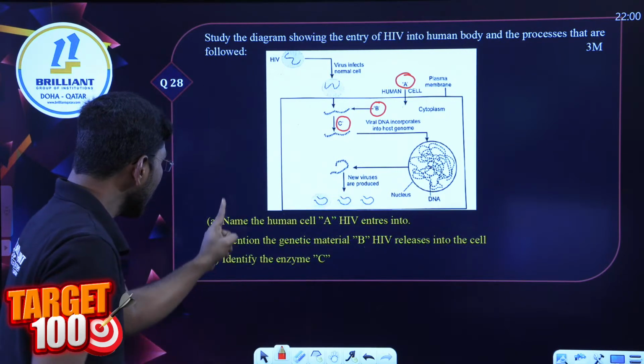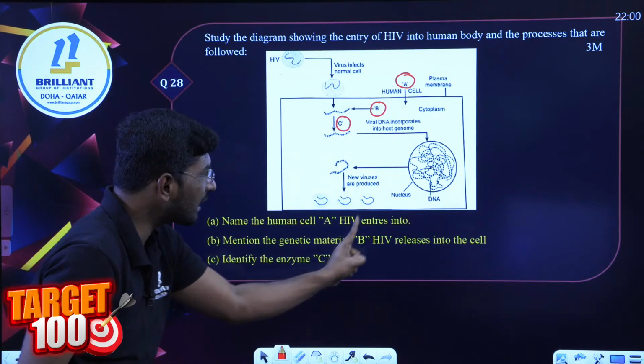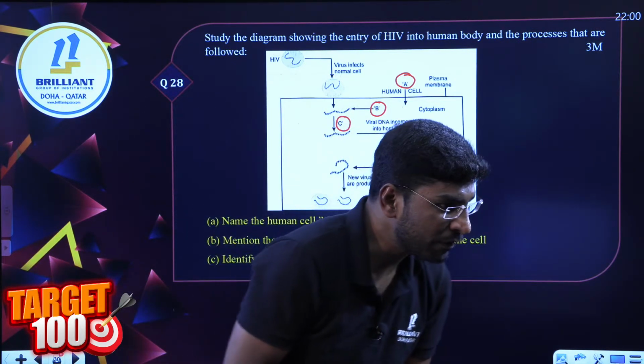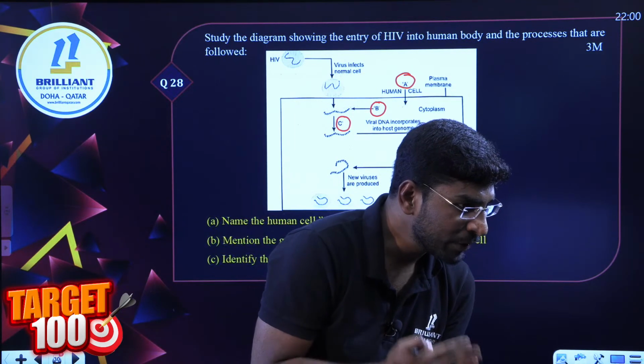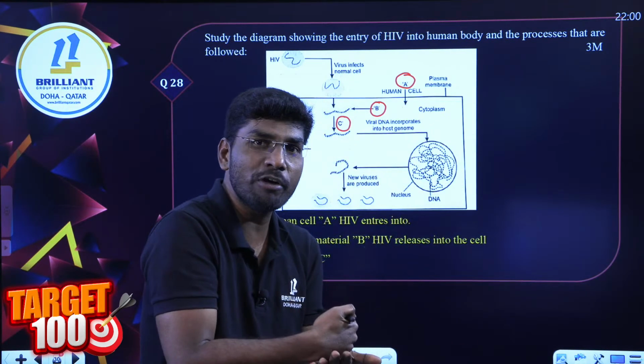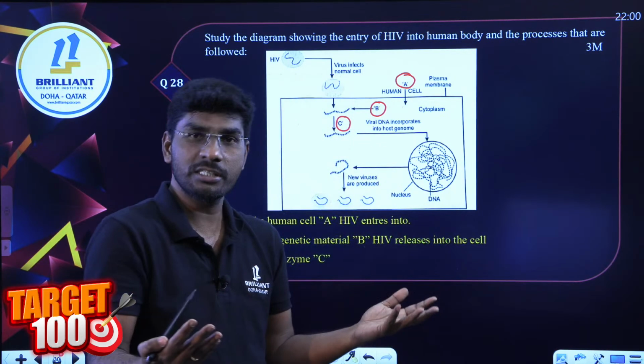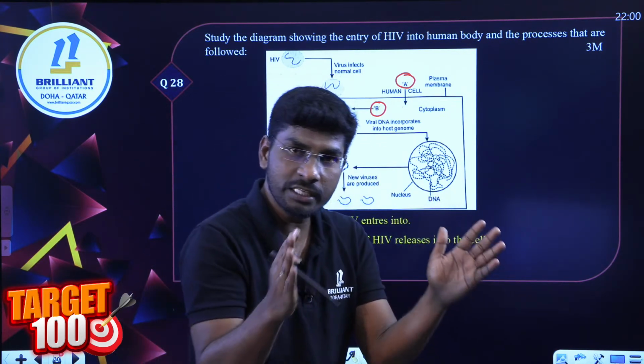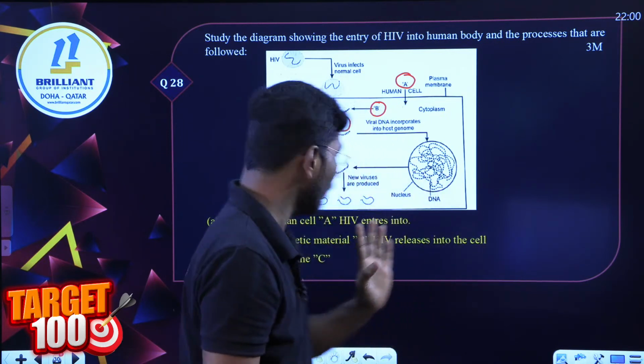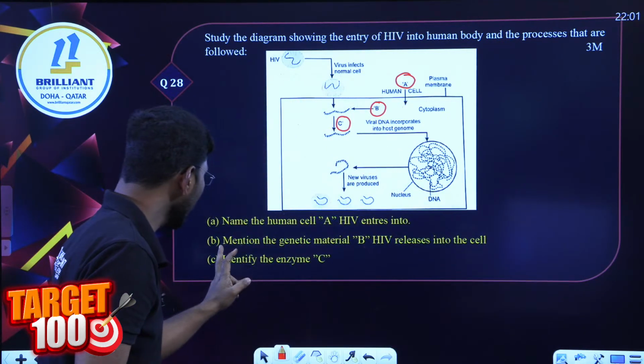Question number 1. Name the human cell A that HIV enters into. Very good, Khalid. Absolutely correct. What is the name of the human cell HIV infects? Macrophages, right? The answer for option A is macrophages.